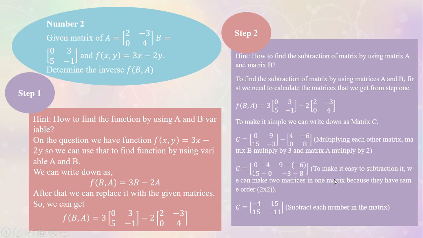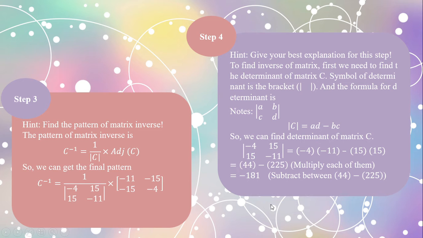To make it easy, we can make two matrices into one matrix because they have the same order, 2 by 2. So 0 subtract by 4, 9 subtract by -6, 15 subtract by 0, -3 subtract by 8. So the matrix C is equal to -4, 15, 15, and -11.